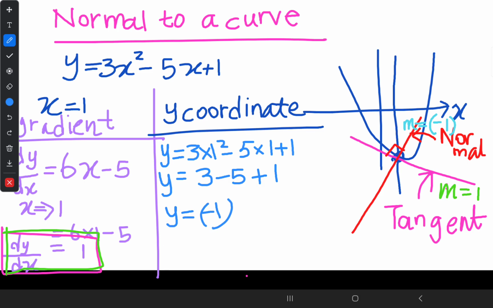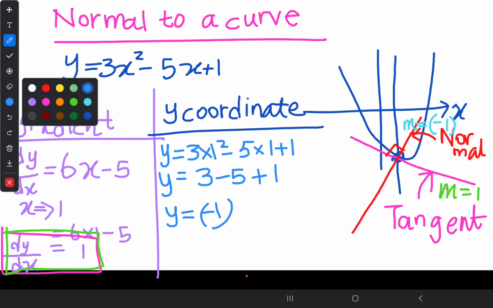The only new thing here is this relationship. The multiplication of the gradients of two perpendicular graphs should give you -1. That's the thing you should know while dealing with normals.